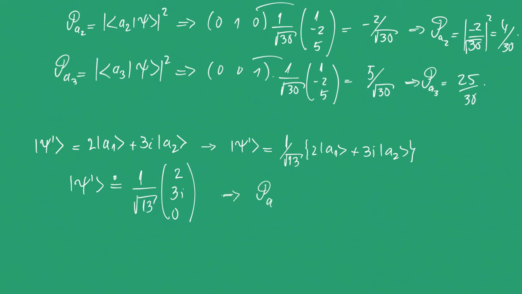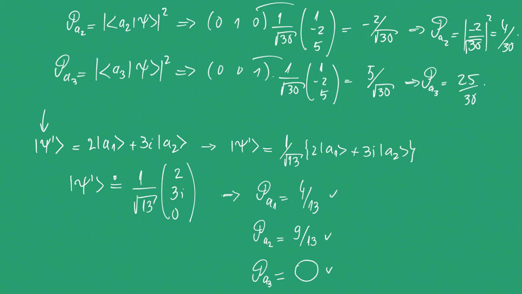The probability of finding ket A1 is 4 over 13. The probability of finding A2 is 9 over 13, and the probability of finding A3 is 0, since the state ket A3 doesn't exist in the prepared experiment. You can check these results via matrix notation as an exercise.